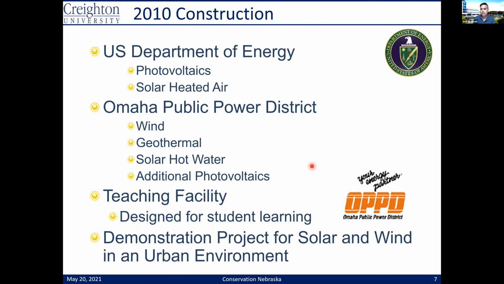And so where did this come from? It was constructed in 2010, after a lot of consultation. It was a partnership between Creighton and the Department of Energy and Omaha Public Power District. All these groups came together to help with funding this project. It was a massive project at the time. In fact, it was the largest solar array in Nebraska when it was constructed back in 2010. So it was a really big enterprise.